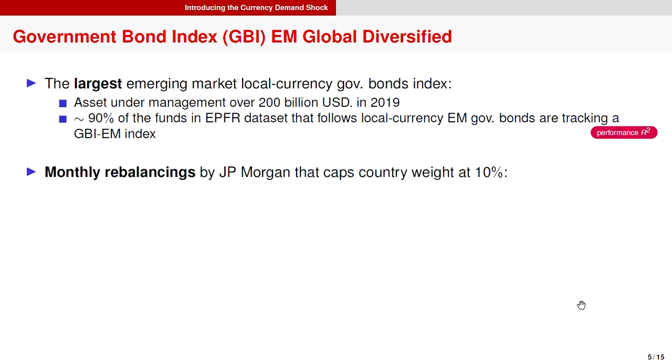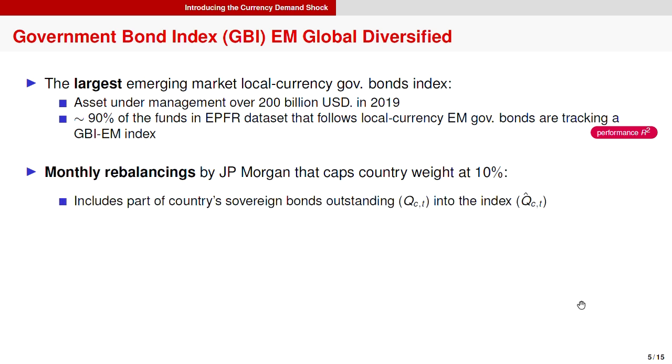Now, the crucial thing in this paper relies on the identification strategy of this index, which happens at monthly frequency, at the last business day of the month, where JP Morgan caps the weight of each country at 10%. How it's done, I'm going to be very specific about in the next slide. Just bear with me, I'll give you an example. But before we do that, let me introduce some notation.